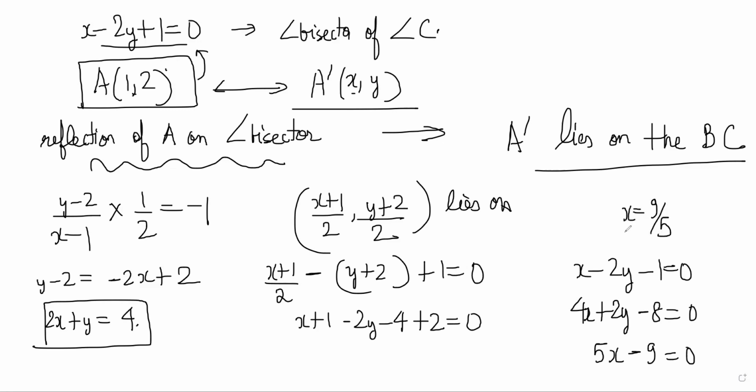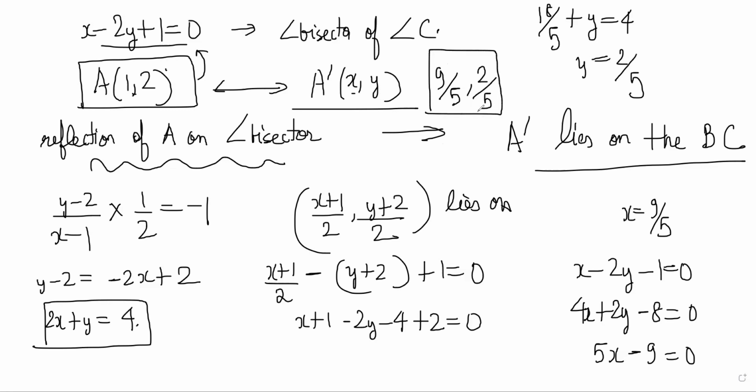And if you put x is equal to 9 by 5 here, you get 18 by 5 plus y is equal to 4. So y is equal to 20 by 5 minus 18 by 5, which is 2 by 5. So what we get is 9 by 5 comma 2 by 5, right? 9 by 5 comma 2 by 5 is on BC.